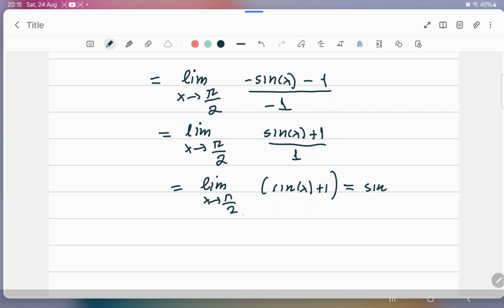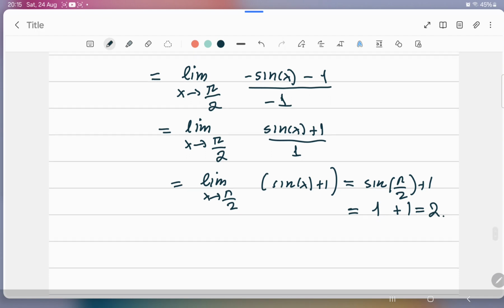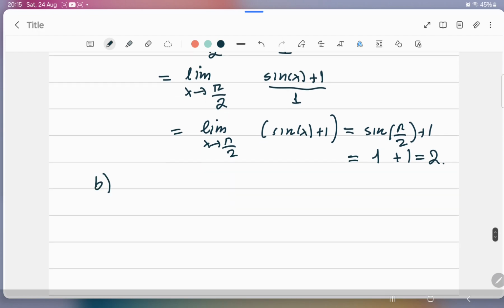So I can substitute sine pi over 2 plus 1. Sine pi over 2 is equal to 1. So my result is equal to 2 for this limit. B.